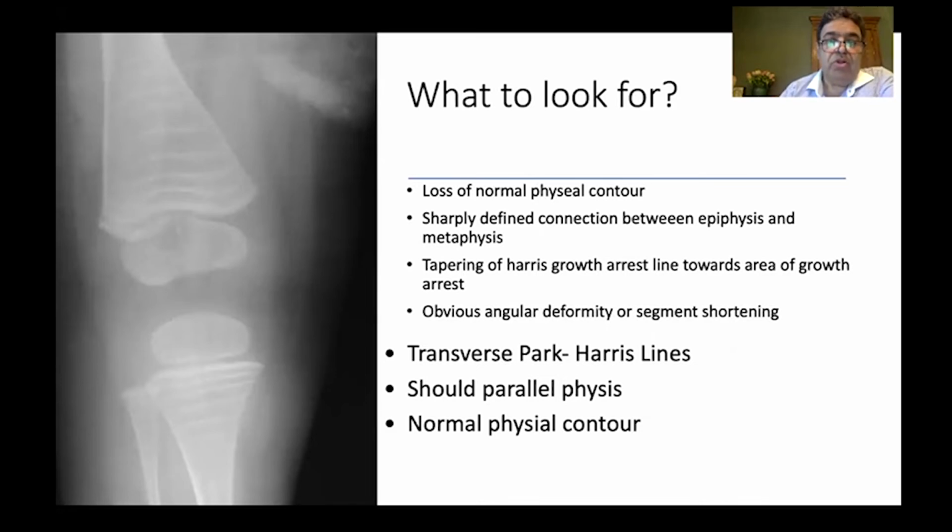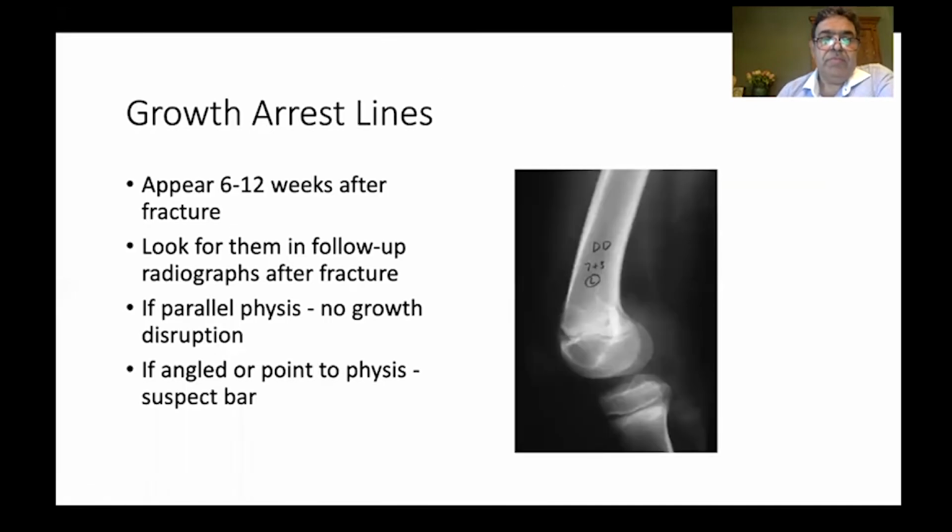But when we have loss of the normal physeal contour with sharp defined connection between the epiphysis and the metaphysis, when we have tapering of the Harris-Ross lines, or lastly, we can have the deformity or the growth arrest and shortening. Here, after 6 to 12 weeks after the fracture, you can see the Harris lines converging to this bony bar, and of course, later on, you will find a deformity. When you have this bony bar posteriorly, the growth will continue anteriorly and a flexion deformity will develop.